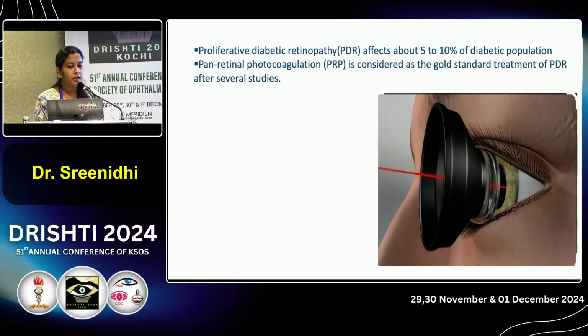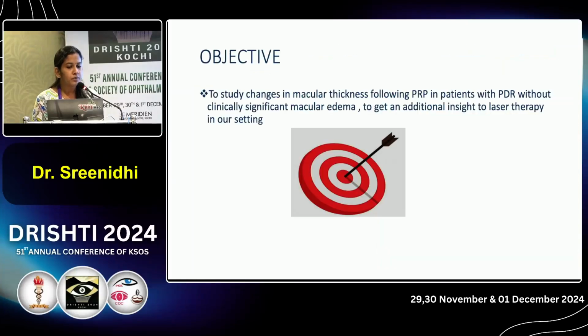Proliferative diabetic retinopathy affects about 5 to 10% of the diabetic population. Panretinal photocoagulation is considered the gold standard treatment of PDR after several studies. Coming to the objective of my study: to study changes in macular thickness following PRP in patients with PDR without clinically significant macular edema, to get an additional insight into laser therapy in our setting.